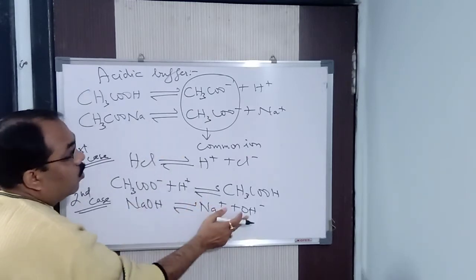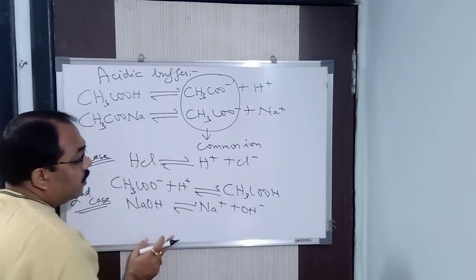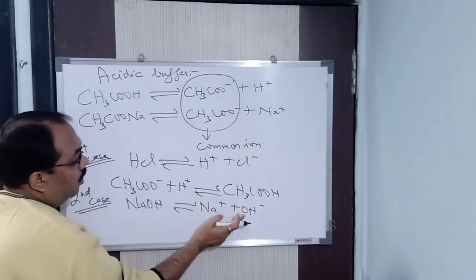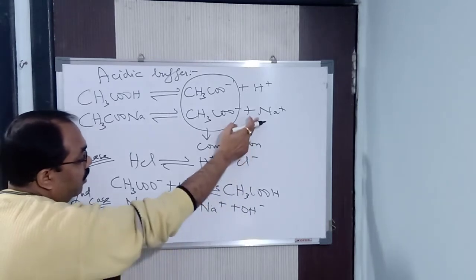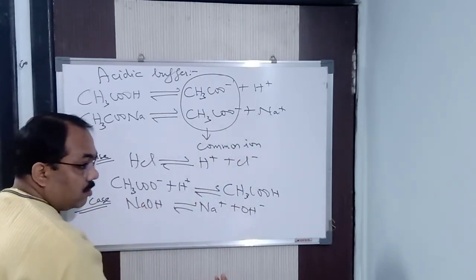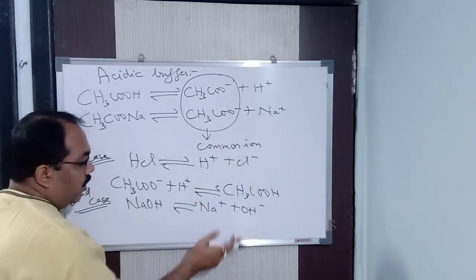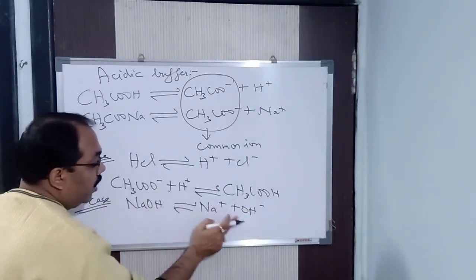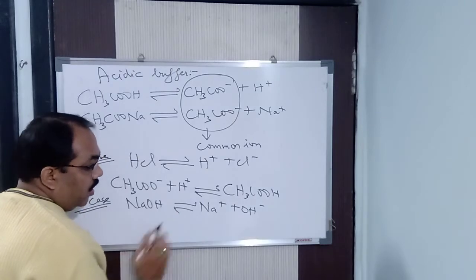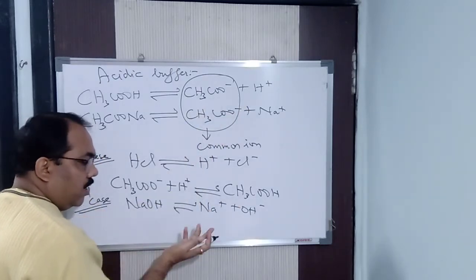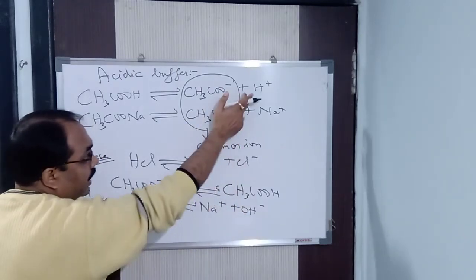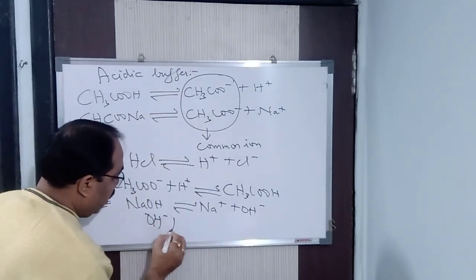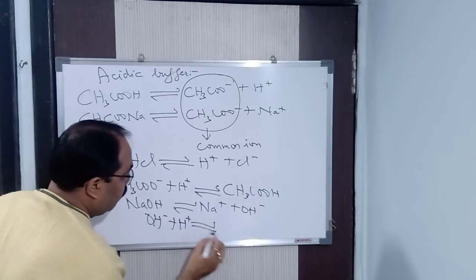Now with OH minus, what is going to happen? OH minus may react with Na plus ion to form NaOH, which will again dissociate. Again it will react. Or OH minus will react with H plus ion to form what? Water. Generally, OH minus will react with H plus ion to form water.